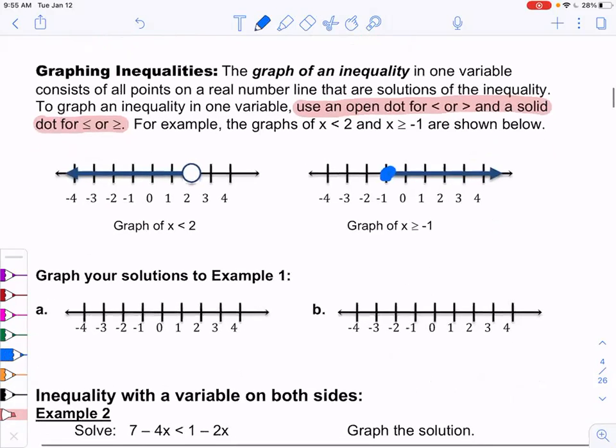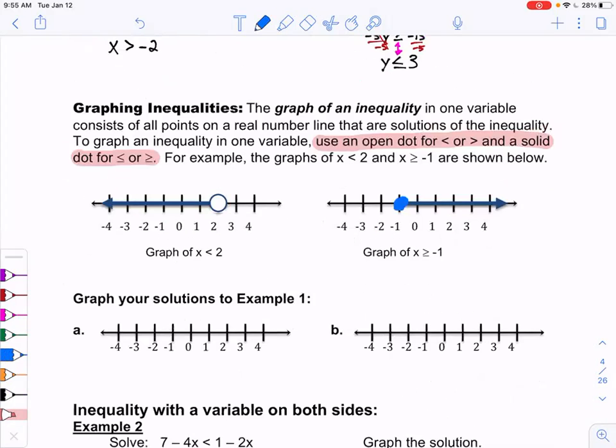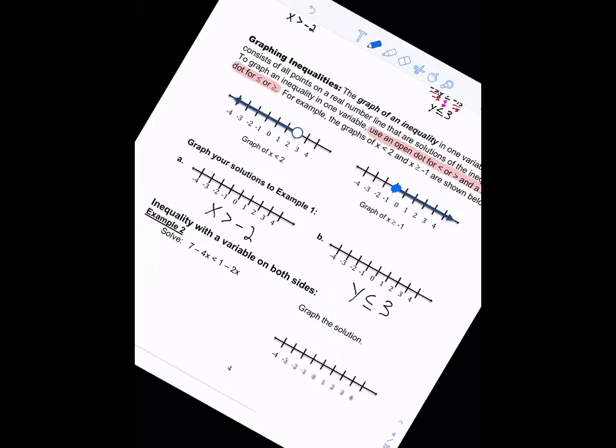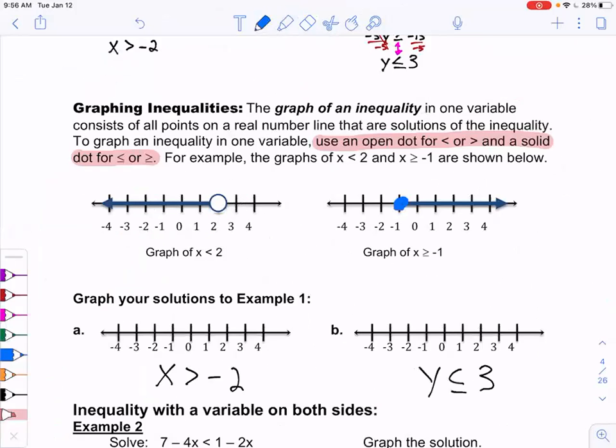So now we're going to graph your solutions to example 1. So we'll just rewrite these. We have x is greater than negative 2, and the other one we have is y is less than or equal to 3. So go ahead, take a second and see if we can graph this. We need to decide open or closed circle at negative 2. Based off of the greater than symbol, should it be an open circle or a shaded in circle?